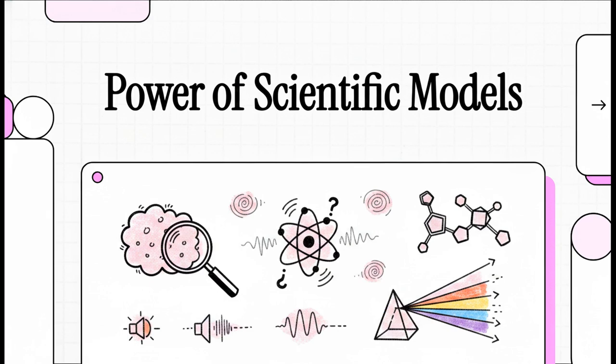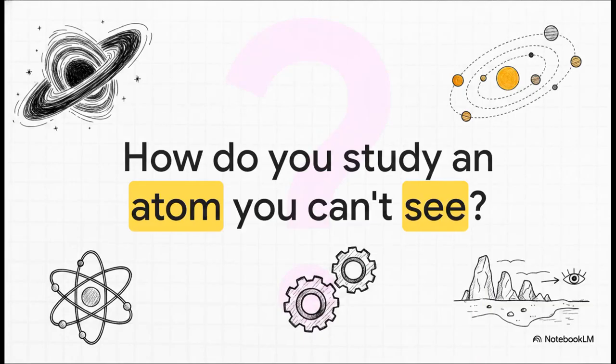Have you ever stopped to wonder how scientists actually study things they literally cannot see or touch? Well, today we're exploring the ultimate superpower of science, making the invisible visible. I mean, think about it for a second. How exactly do you study a black hole that you can't just go visit, or an atom that's so unimaginably small you couldn't possibly see it with the naked eye?